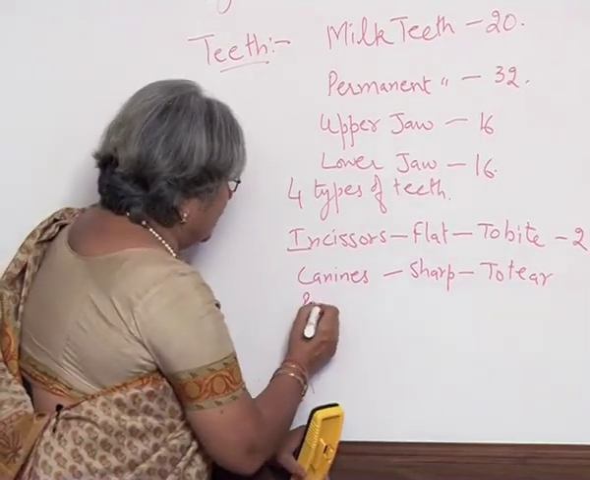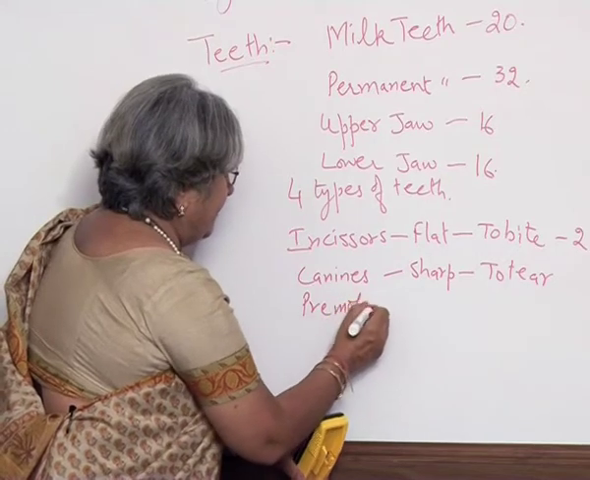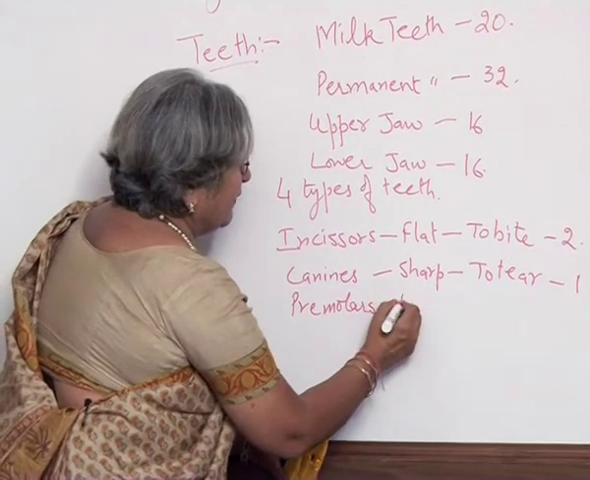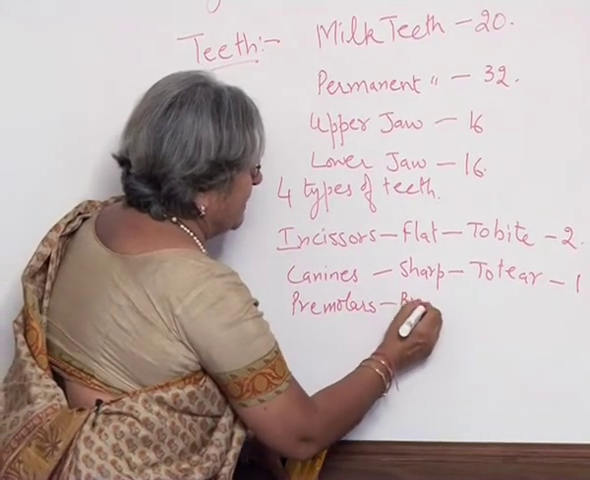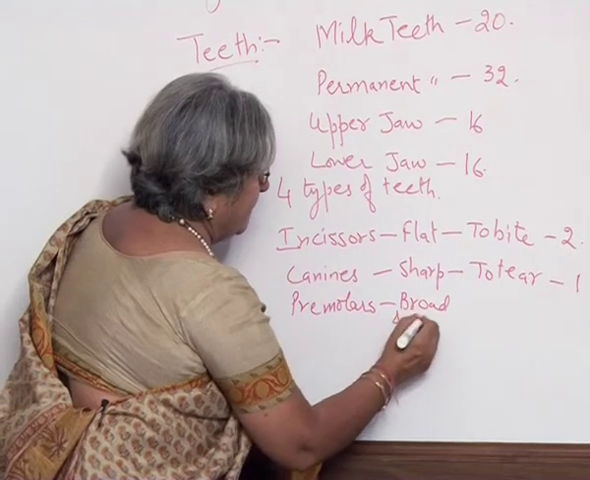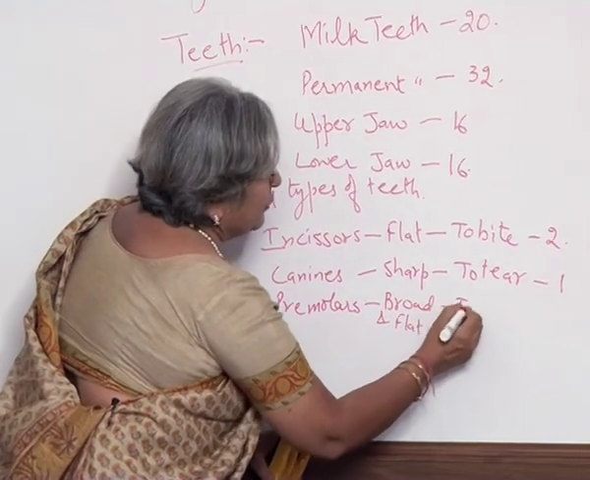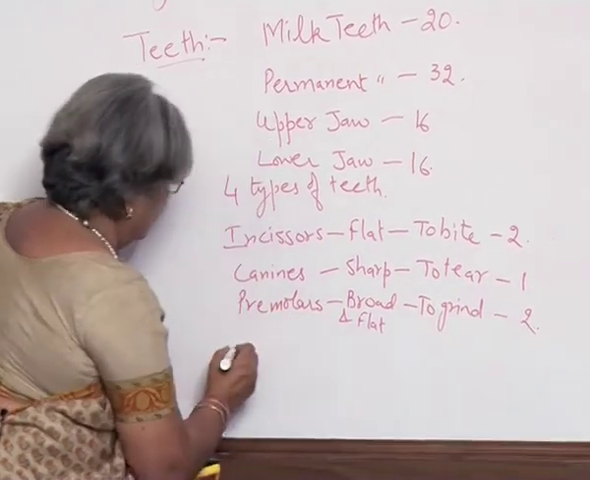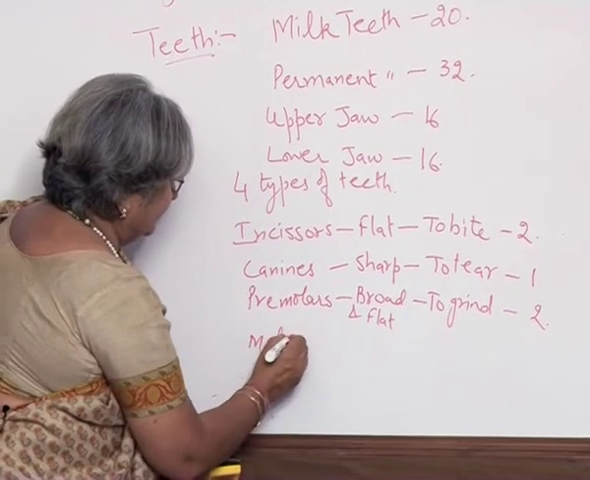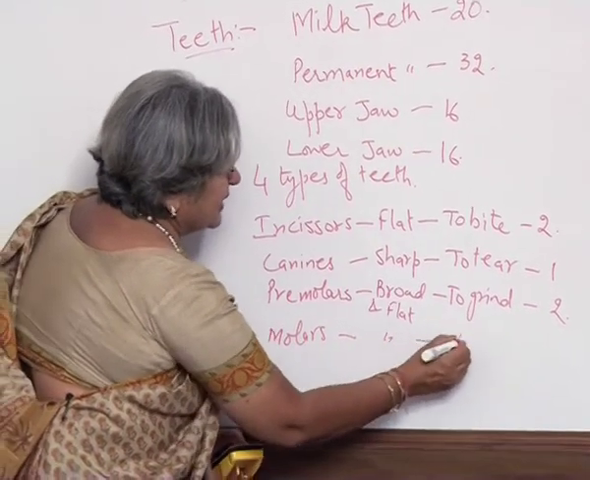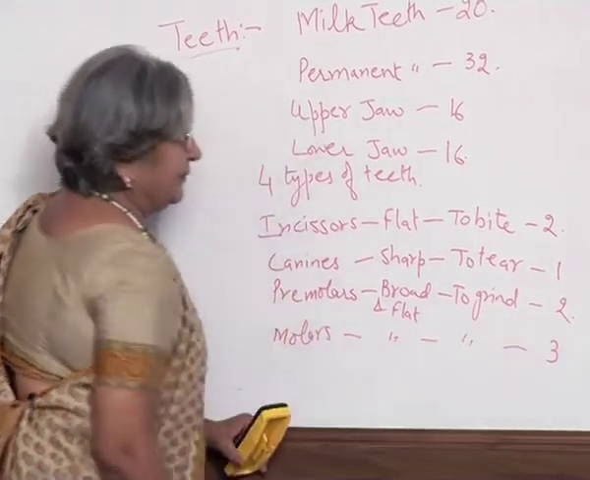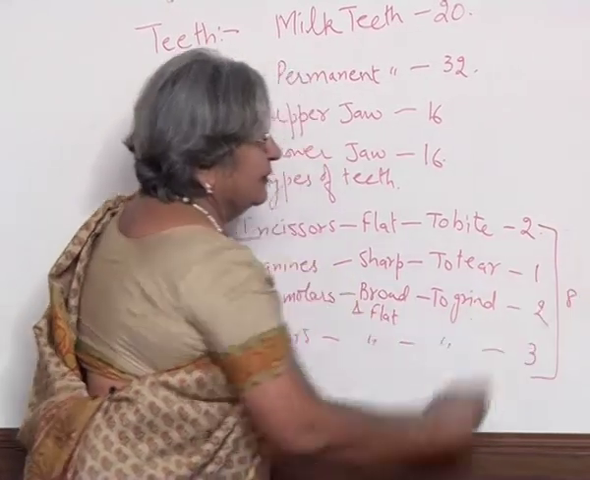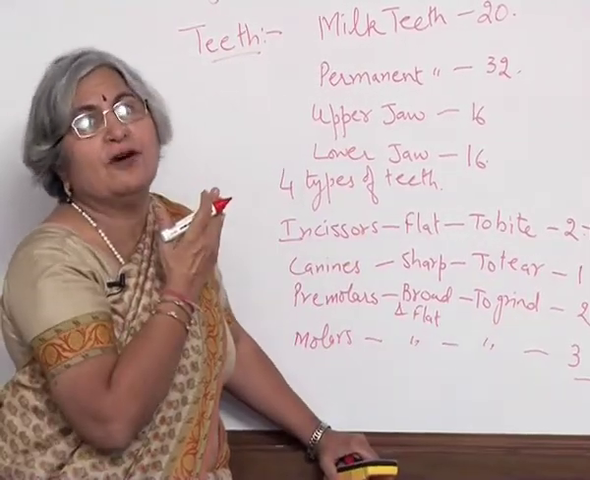Then there are premolars. Canine is also 1. Premolars are broad and flat, and they help to grind, and they are also 2. And then molars, same structure, same function, but number is 3. Now you will say this makes only 8. This is 1/2 of one jaw.